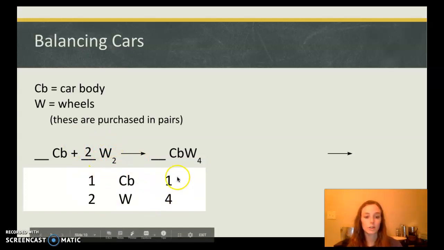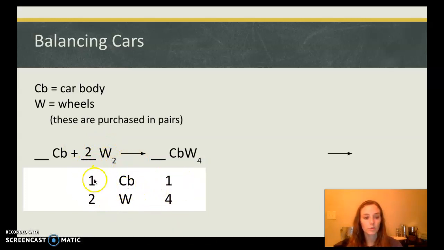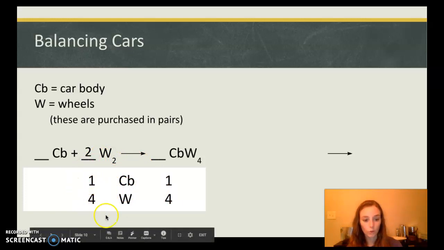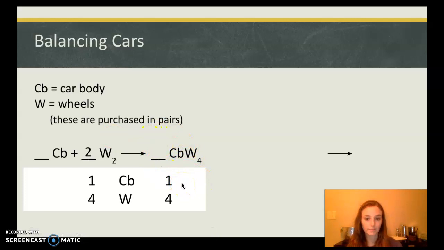Then I can change down here. I'm showing all of my work. So now I actually have 4 wheels. I still have 4 wheels on this side. I still just have 1 car body because there's no coefficient, so it's balanced.